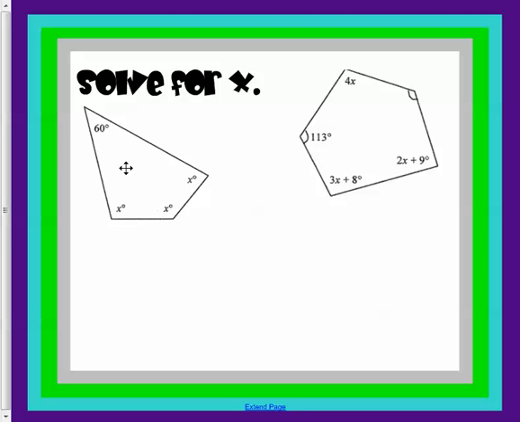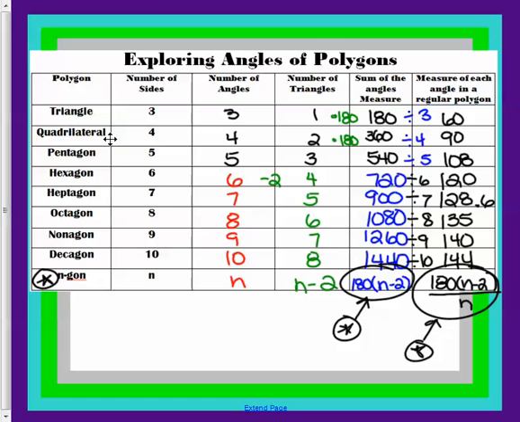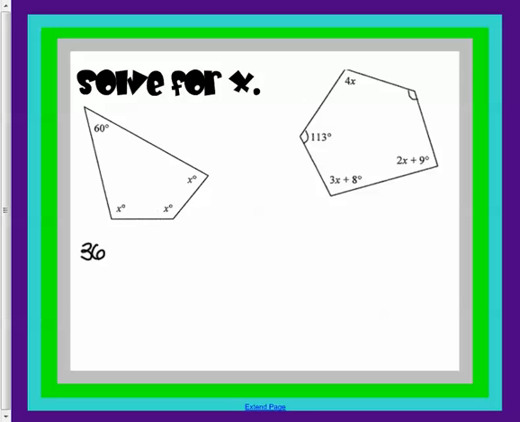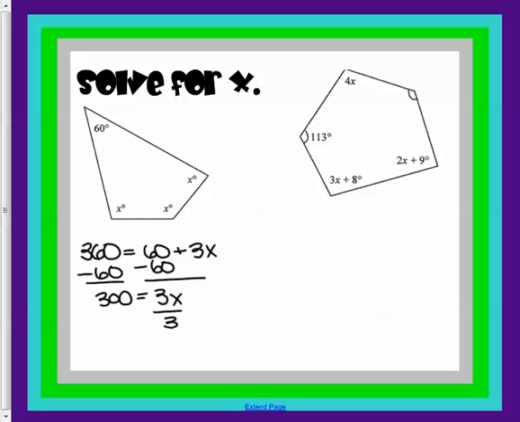For example, we know that this is a four-sided figure, which means it is considered a quadrilateral. It's got 360 degrees, so we can set all of its angles equal to 360 degrees. Let's make our life easy and put 60, and then we have 3 x's, so plus 3x. Take 60 away from both sides, and we're left with 300 equaling 3x. I don't want 3 x's, I just want 1. Divide by 3, and we get x equaling 100 degrees.